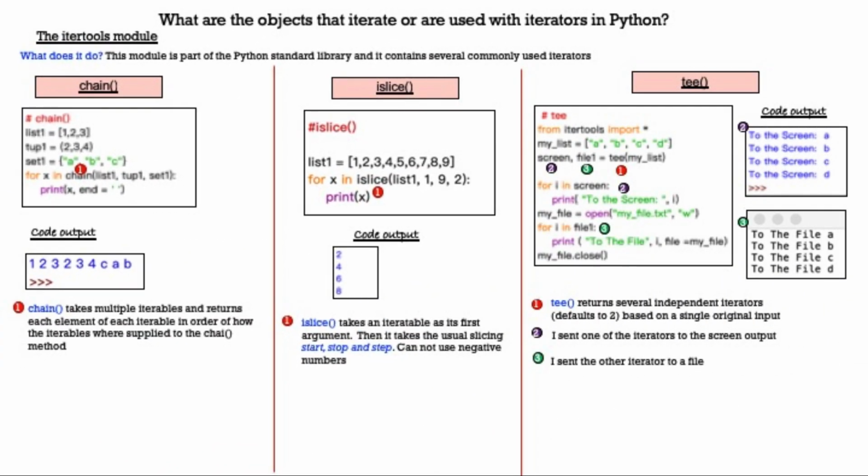We are still in itertools. We're looking at chain, islice, and tee. We'll start with chain on the left-hand side.